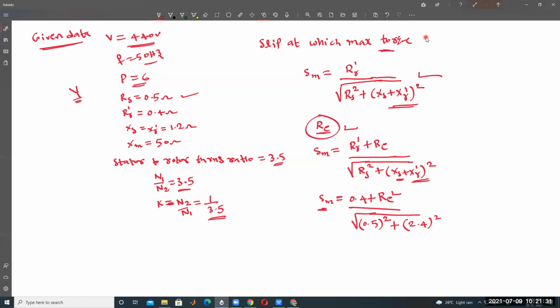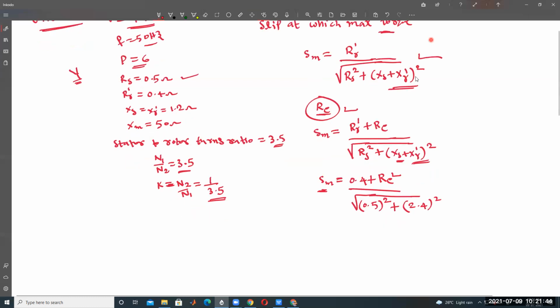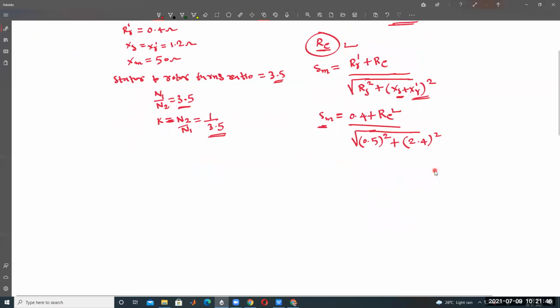Then who is next? 206. Okay, so simplify this equation. So we'll get like this. So all of you simplify this. RE is equal to 2.45 times the slip at maximum torque Sm minus 0.4. I got like this. So all of you verify whether it is correct or not.